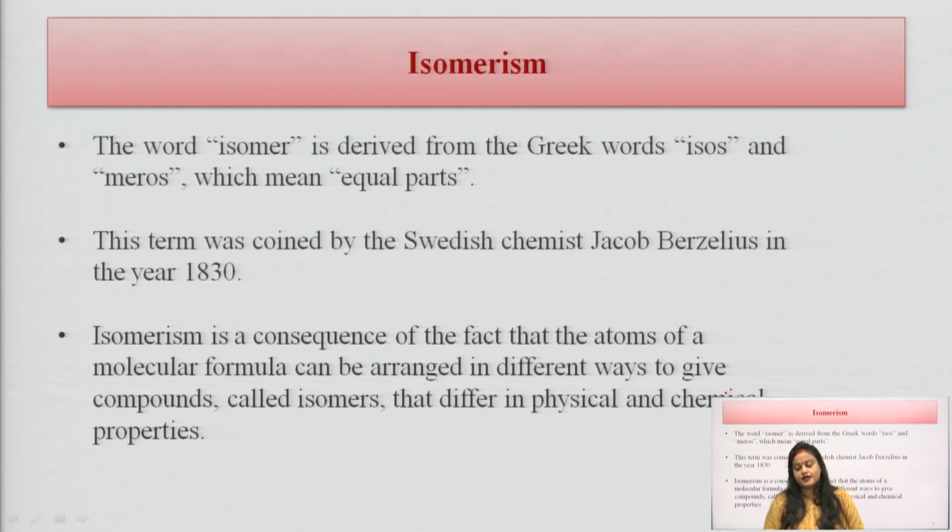Isomerism is a consequence of the fact that the atoms of a molecular formula can be arranged in different ways to give compounds called isomers, which differ in physical and chemical properties. तो आइसोमेरिज्म में जो ऑर्गेनिक कंपाउंड्स आइसोमेरिज्म शो करते हैं, उनके एटम सेम होते हैं, कार्बन हाइड्रोजन, बट इनके स्ट्रक्चर में डिफरेंस होता है, और स्ट्रक्चर में डिफरेंस होने की वजह से इनकी फिजिकल एंड केमिकल प्रॉपर्टी भी डिफरेंट होती हैं.